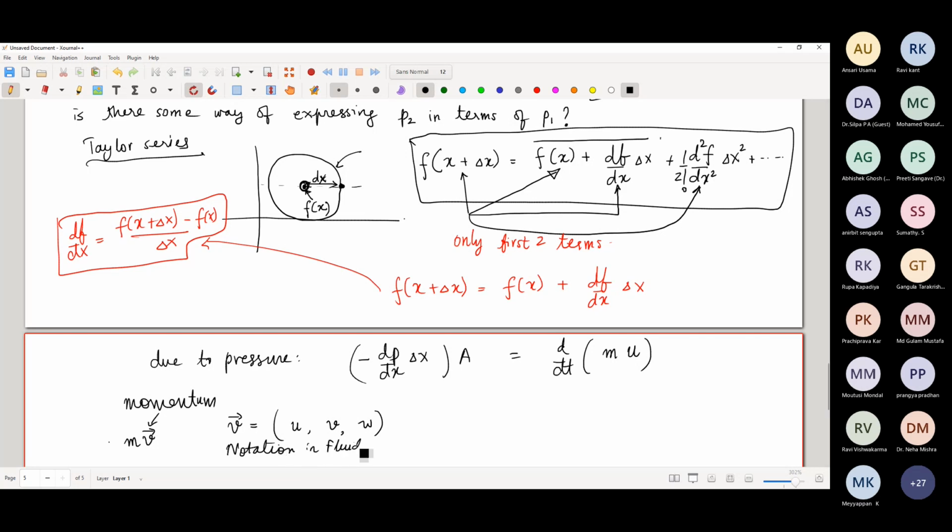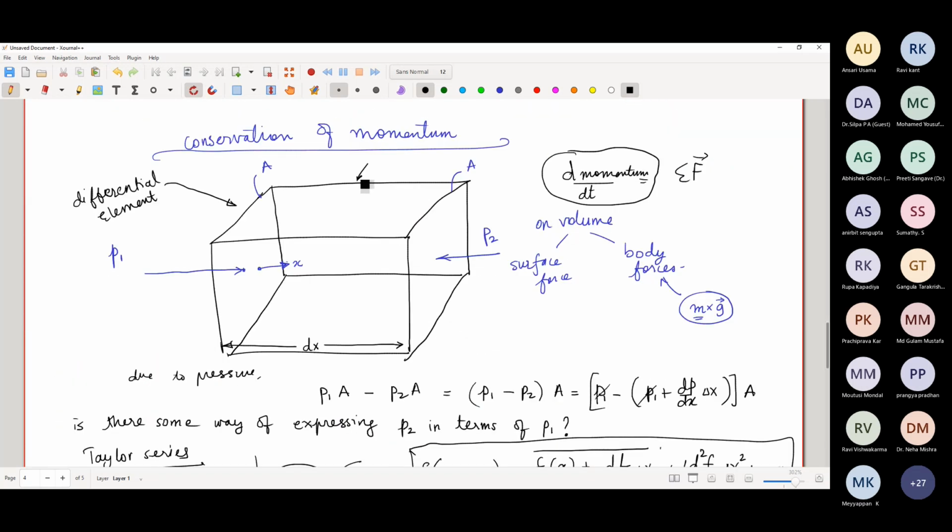So the momentum in the x direction will be only m times u. And so d dt of, so what is mass? It is density times the volume. Now what is the volume? What is the volume of this cuboid? It is going to be area times delta x. Do you agree? The volume is going to be area times delta x, right?